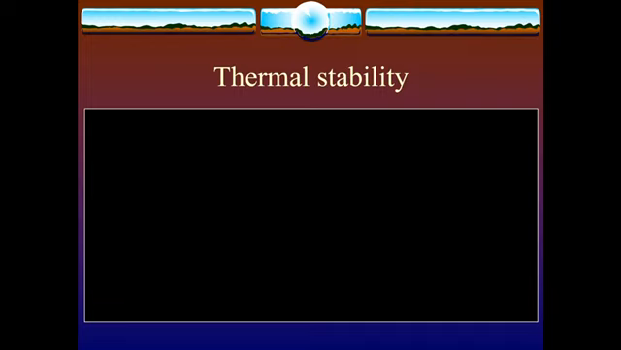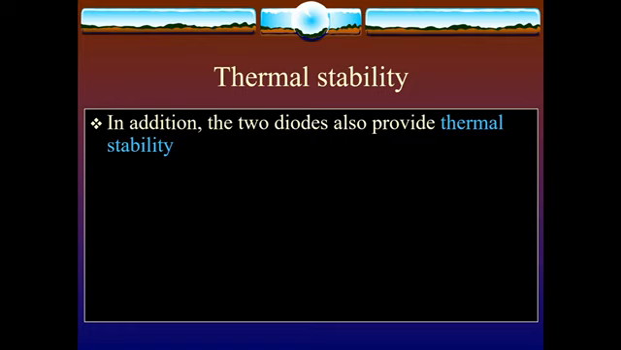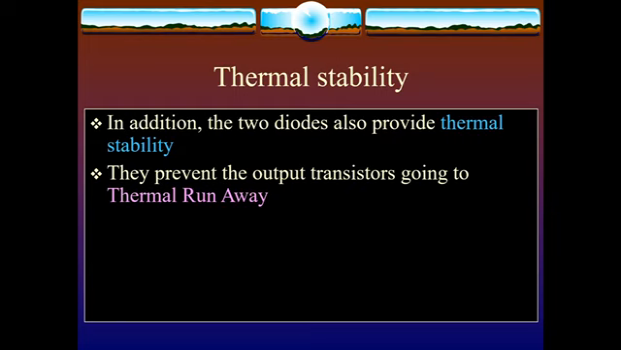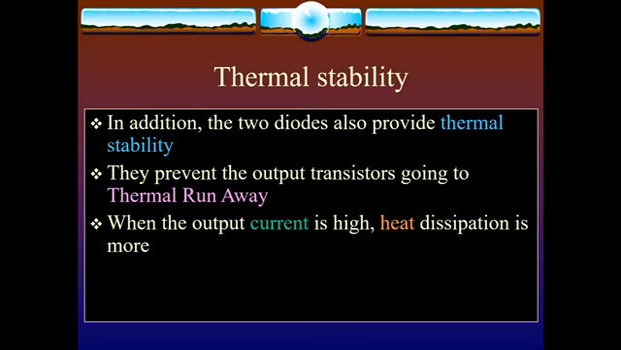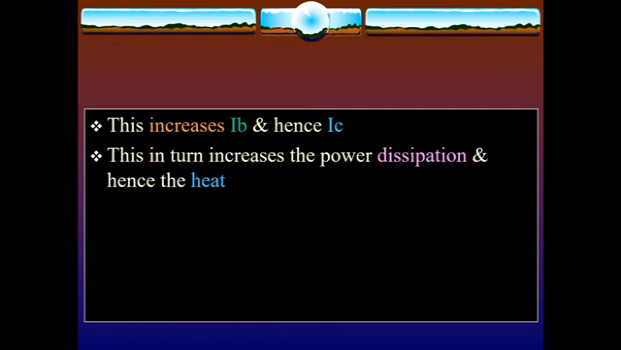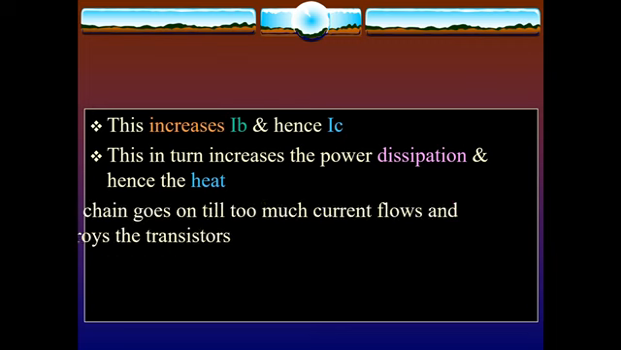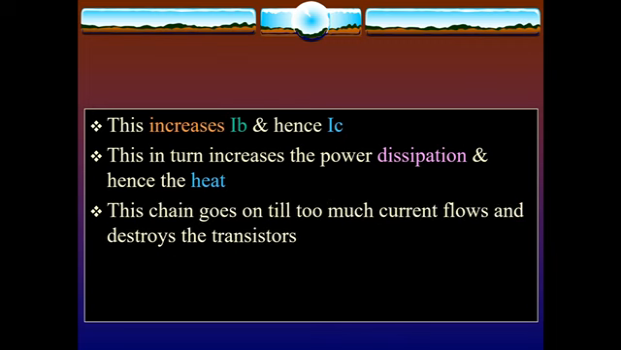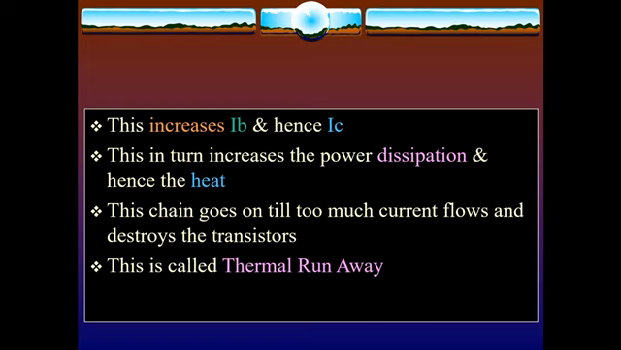Next is thermal stability. In addition, the two diodes also provide thermal stability. They prevent the output transistor from going into thermal runaway. When the output current is high, heat dissipation is more, and the increase in temperature produces more charge carriers in the base-emitter junction. This increases IB, hence IC, which in turn increases the power dissipation and hence the heat. This chain continues until too much current flows and destroys the transistor. This is called thermal runaway. This is arrested by the diodes in the output circuit.